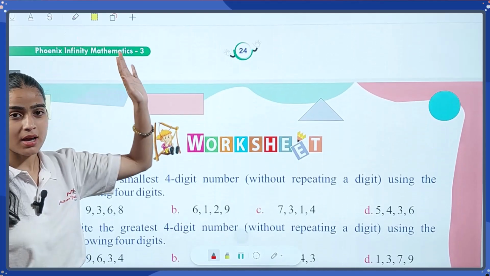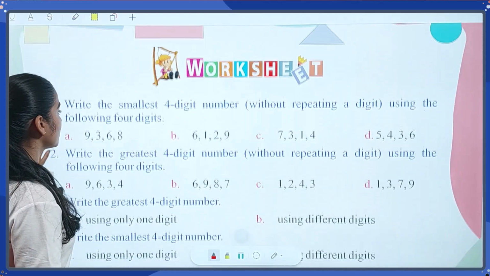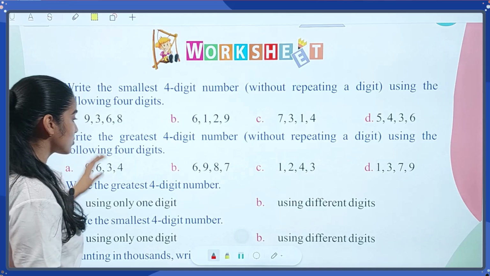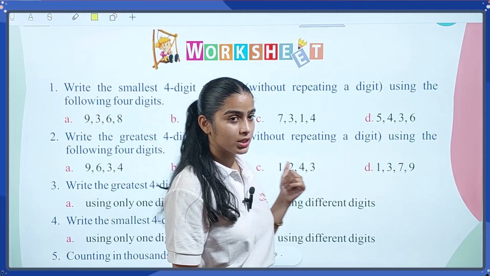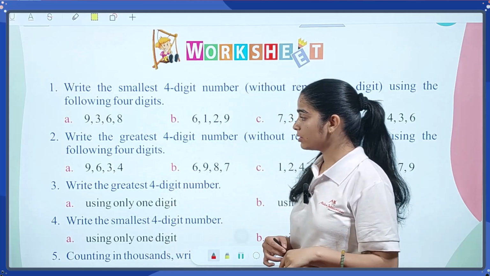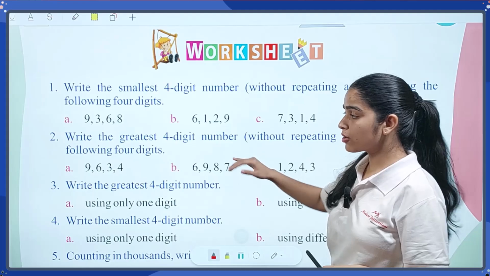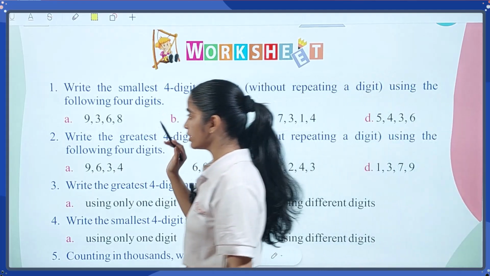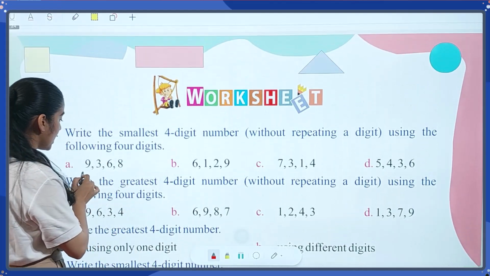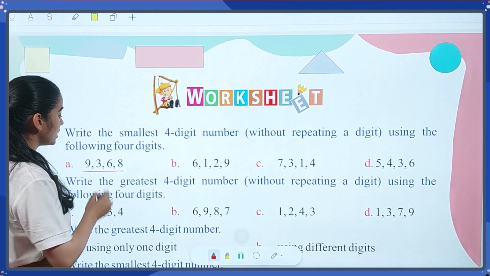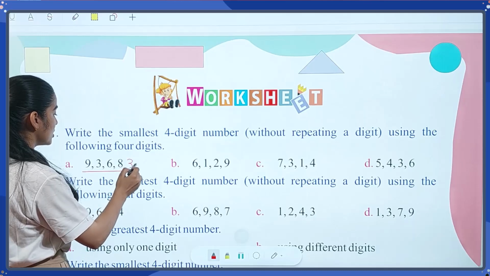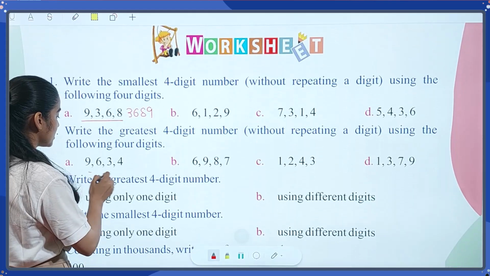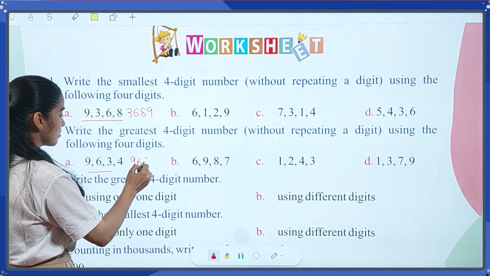Now the time is our worksheet time. Write the smallest 4-digit number without repeating a digit using the following 4 digits. So students, in your worksheet, you have to solve the questions we learned in this chapter in a combined way. So first we have to make the smallest 4-digit number. We already learned how we can make it with the help of arrangement in ascending order. The smallest number we have is 3, 6, 8 and 9. The greatest number we have in this section is 9, 6, 4, 3.